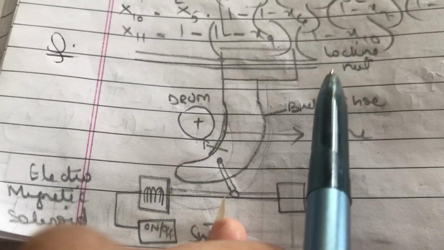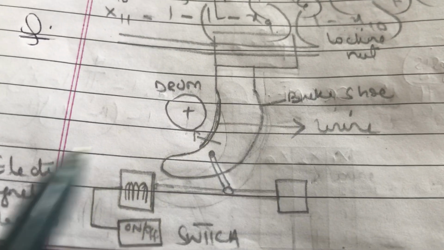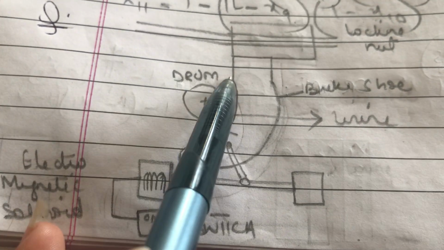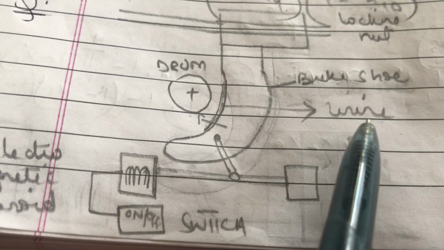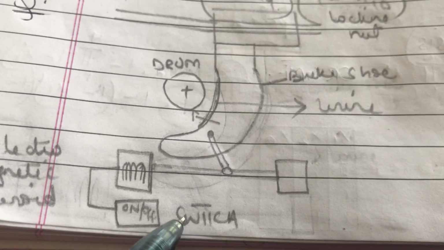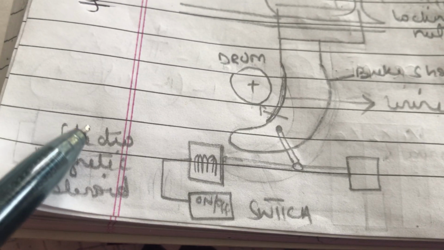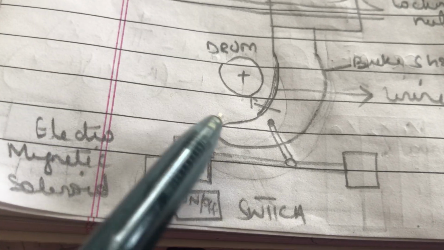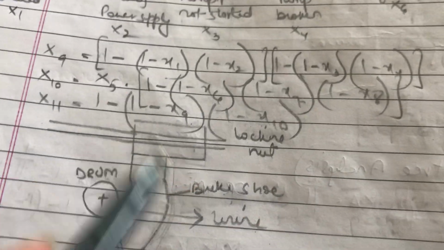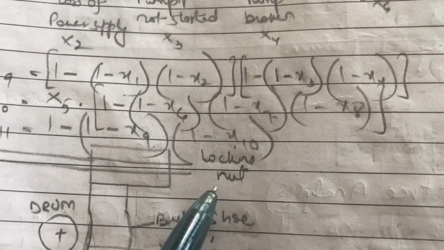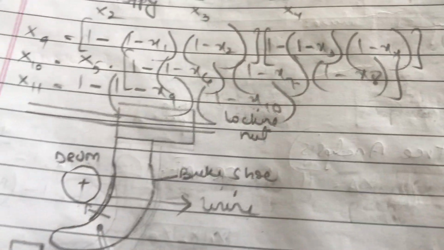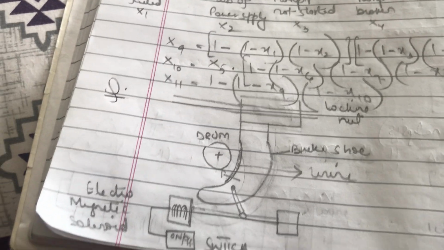Okay, so let's see what we have. We have a drum here, we have brake shoe, line, and here we have a switch, that is on off switch, and we have electromagnetic solenoid present here. This is electromagnetic solenoid, and we have a drum here, we have locking nut, and we have a brake shoe. So this is basically the drum.